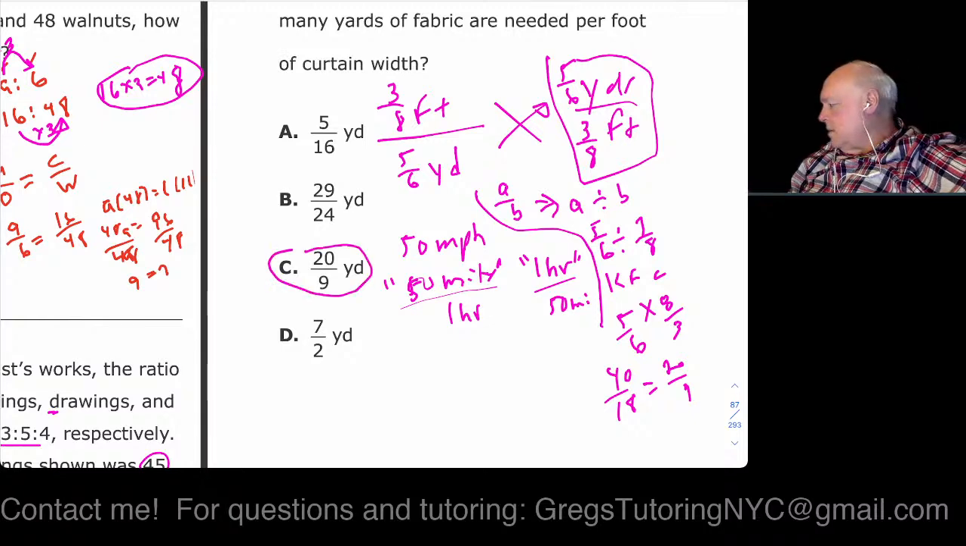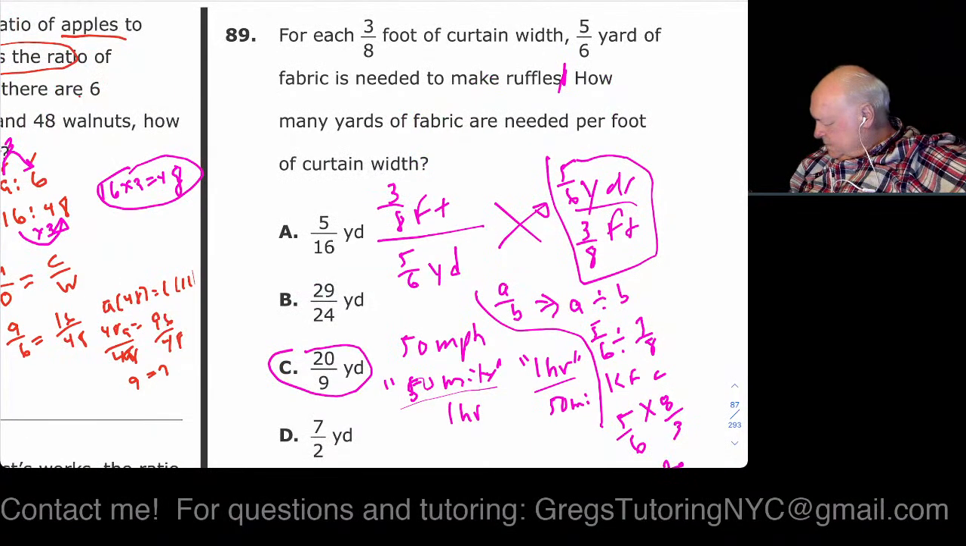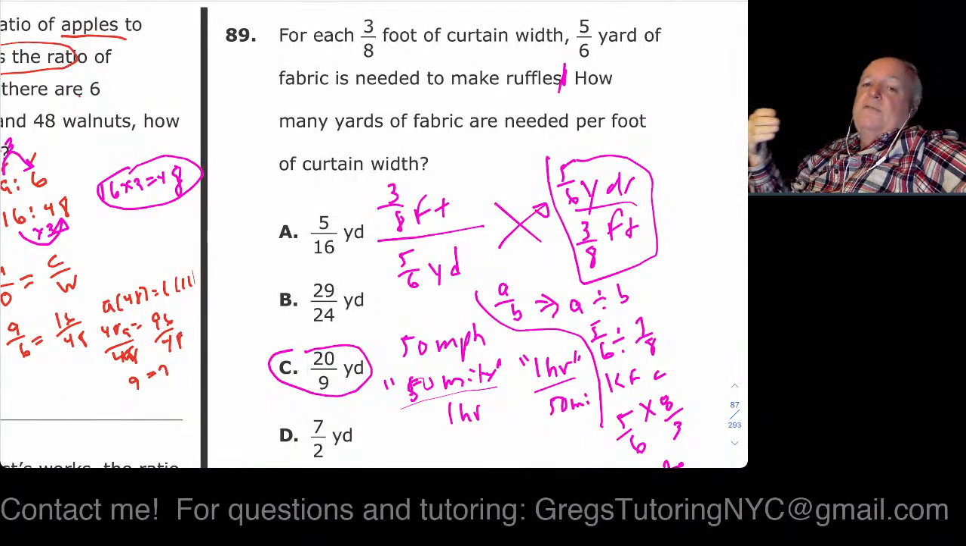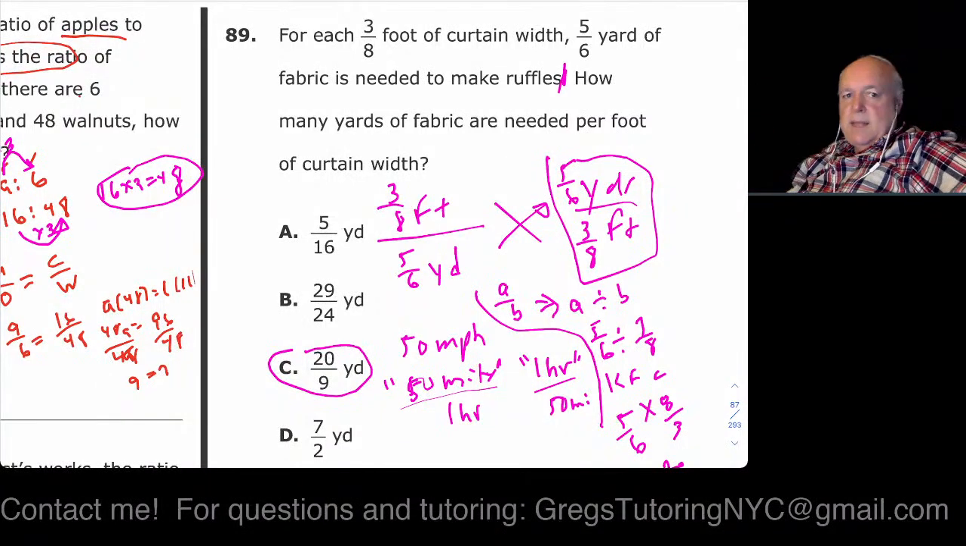Question number 89. Okay. So again, all they're looking for is that box area to just invert it. They give it as miles per hour in my other example, and they're asking for hours per mile, right? They're both valid rates, and there's nothing wrong with either one of those kind of things like that.